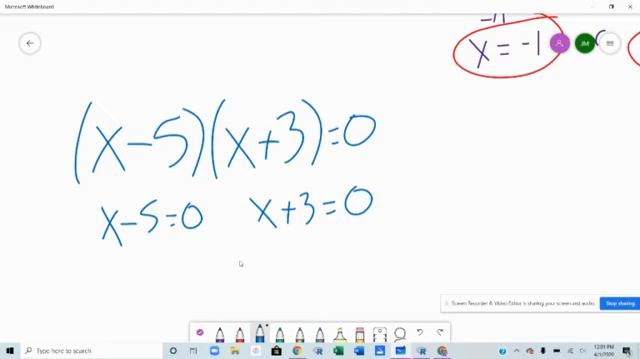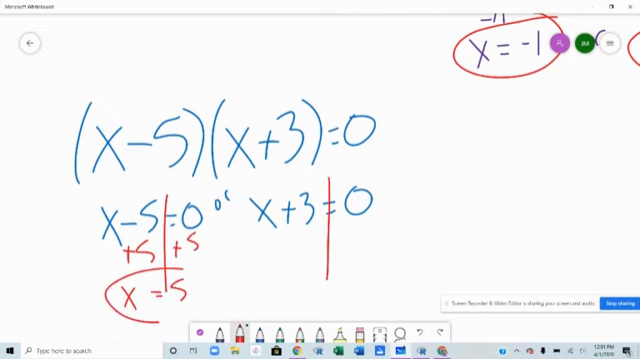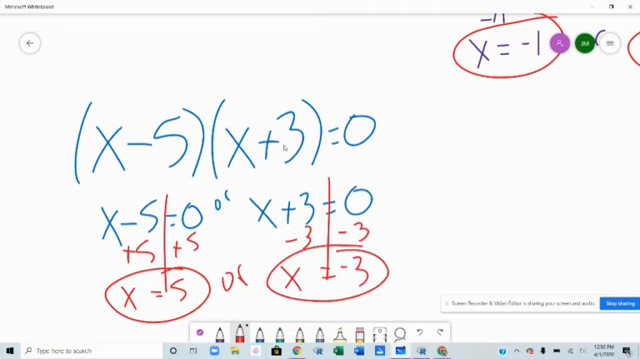And then you are going to solve each equation. In this case, you would add 5. X equals 5 is your first answer. Or in this one, I would subtract 3. X equals -3 is your second answer. So for this equation, your answers are x equals 5 and x equals -3.